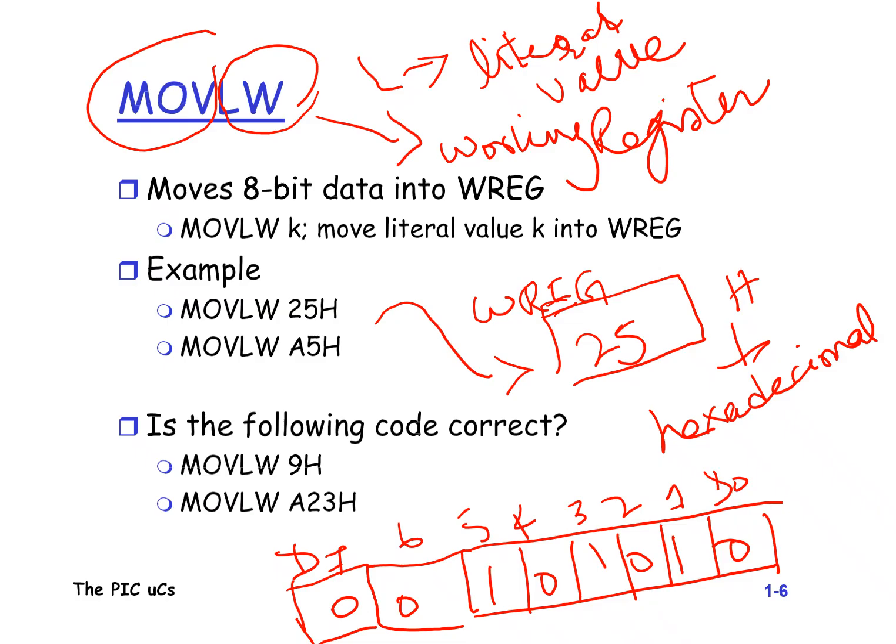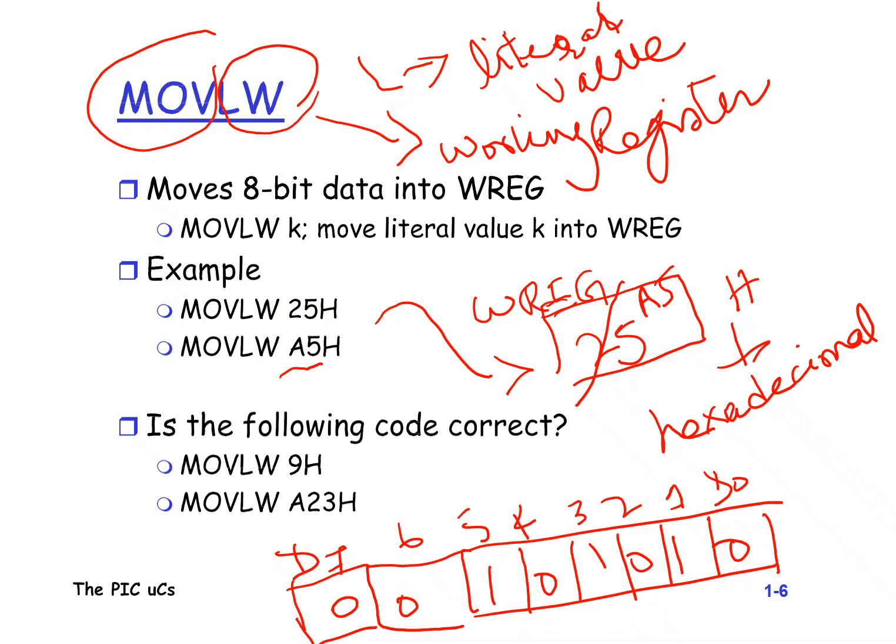Similarly, in the second case, the literal value A5 will be moved to the working register. Since the working register is already occupied by 25, if the next instruction is executed, the previous value will be replaced by the new value and we will lose the previous information. So we have to take care. If we want to save some information, we have to move it out of the working register, most likely to some of the available file registers, and then perform the next operation.